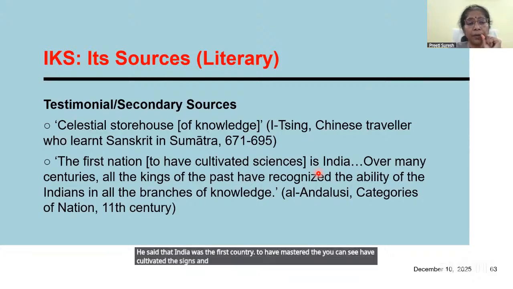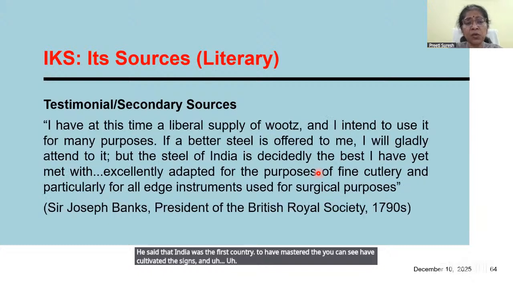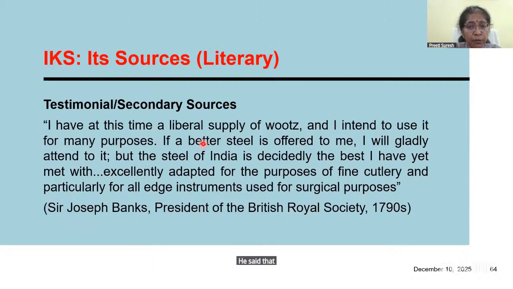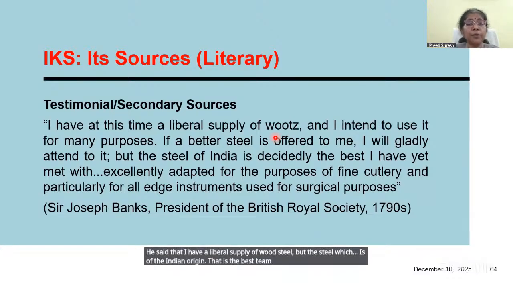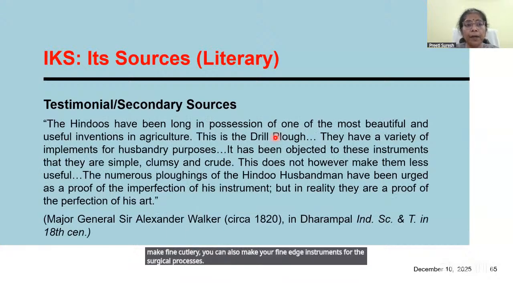And with these texts, you will find many references. For example, Sir Joseph Banks, who was the president of the British Royal Society, said that I have a liberal supply of wood steel, but the steel which is of Indian origin is the best steel, right? Because with that, you can make fine cutlery. You can also make fine-edged instruments for surgical processes.